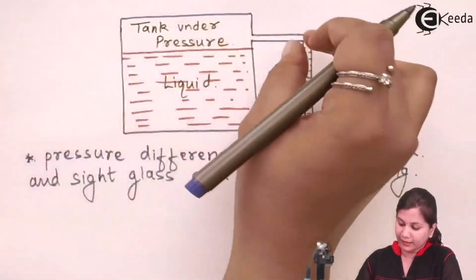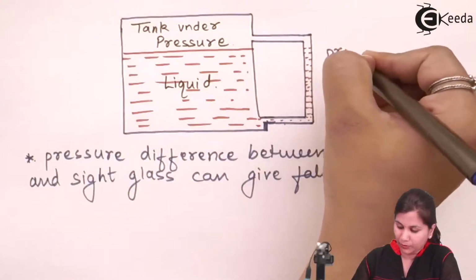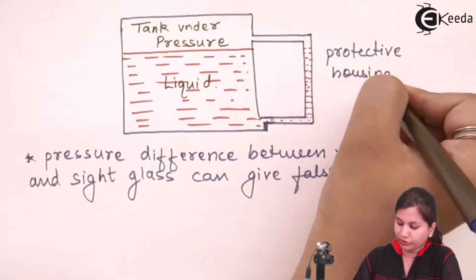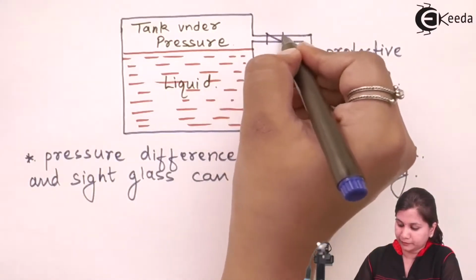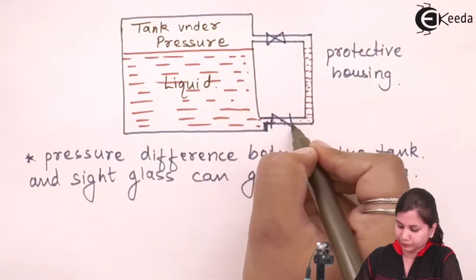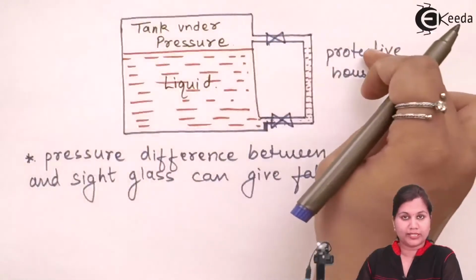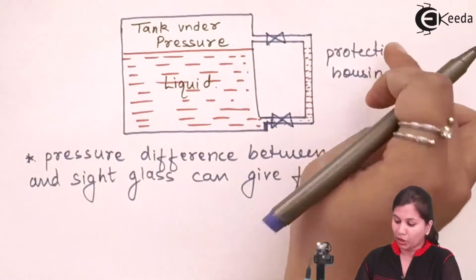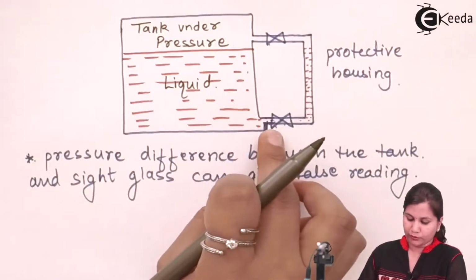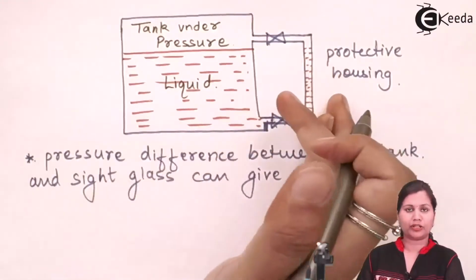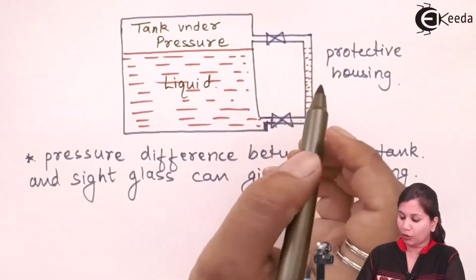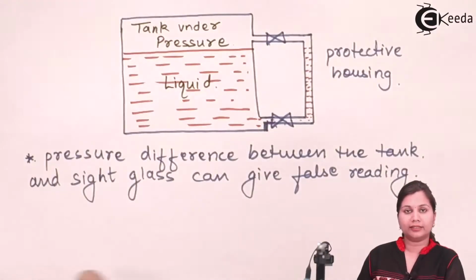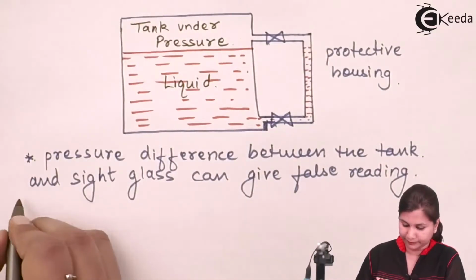Now in this case, this side glass tube is kept in a protective housing so as to protect it from the external environment. And also there are two valves present here, so that if we want to remove this side glass for maintenance and cleaning purposes, we can easily do it. So it is also provided with two valves in case of any breakage, damage or cleaning of the side glass tube. And also this side glass is kept in a protective housing to protect it from other environmental and external factors.